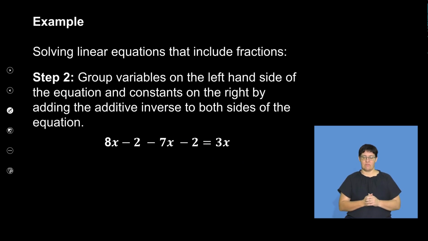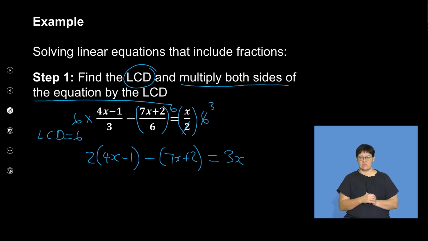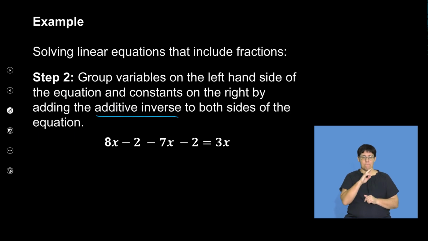So step 2 will then be to group variables on the left-hand side, remember, of the equation, and then the constants on the other side by adding your additive inverse to both the sides. So my additive inverse of minus 2 is negative 2, right? So let me just quickly check that. Oh, my minus 2 is part of the question, so it's not the additive inverse. So it means I will firstly simplify this. It becomes 8x minus 7x minus 4 equal to 3x, right? Because I want to group them accordingly.